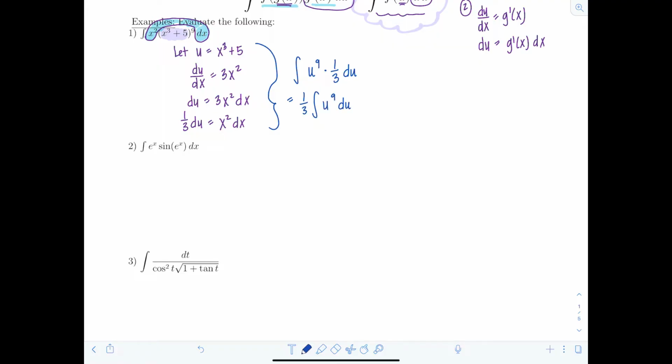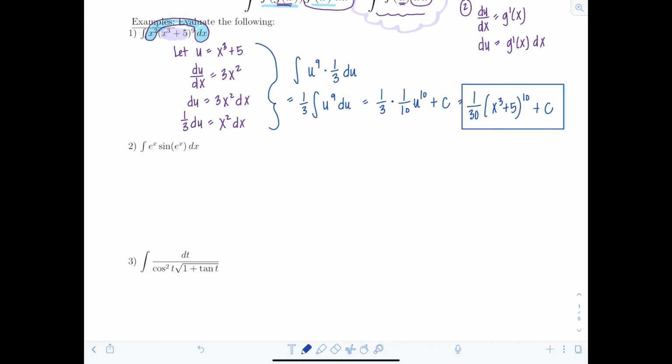And this is easy to anti-differentiate. I'm just going to increase the exponent by 1, divide by the new exponent. So I have 1/3 times 1/10 u to the 10th. Don't forget your plus c. And then for your final answer, you have to express everything in terms of x, right? U was just a tool, that substitution, to help us evaluate the antiderivative. But nobody wants the final answer in terms of u. So we have 1/30. U was x cubed plus 5 raised to the 10th plus c.